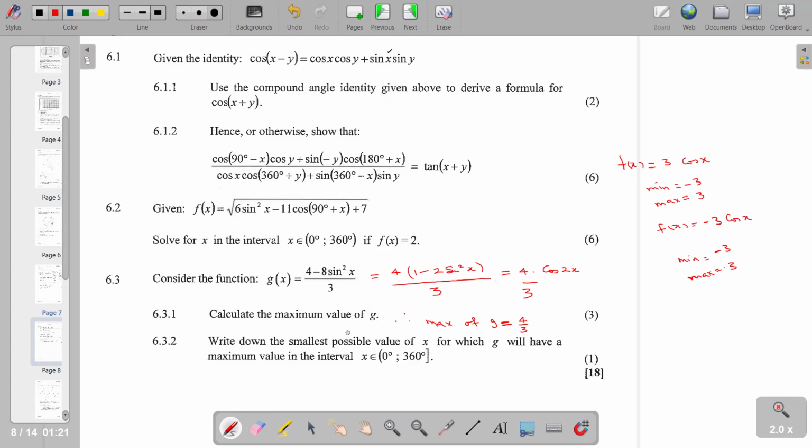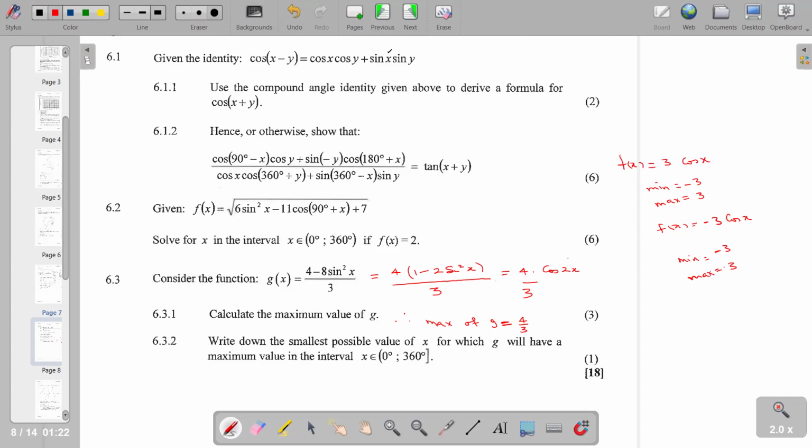So if we check, write down the smallest possible value of x for which g we have a maximum value. For g to have a maximum value, this ratio must, because we said our maximum value is 4/3. If we check from the previous question, we said our maximum value for g is 4/3.